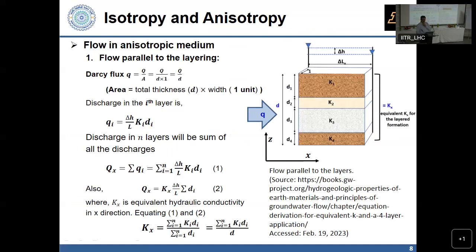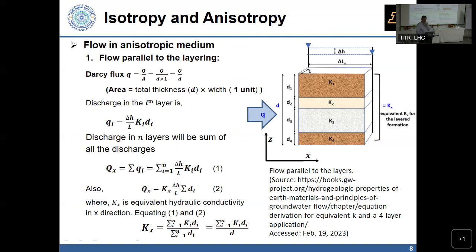And therefore the flow through the first layer is this gradient times the conductivity of the first layer times the thickness of the first layer, multiplied by unity perpendicular to the screen. The total flow, if the flow in each layer is Q sub I, is simply the sum of all the flows, and that will give me the flow through the whole thickness of the aquifer.